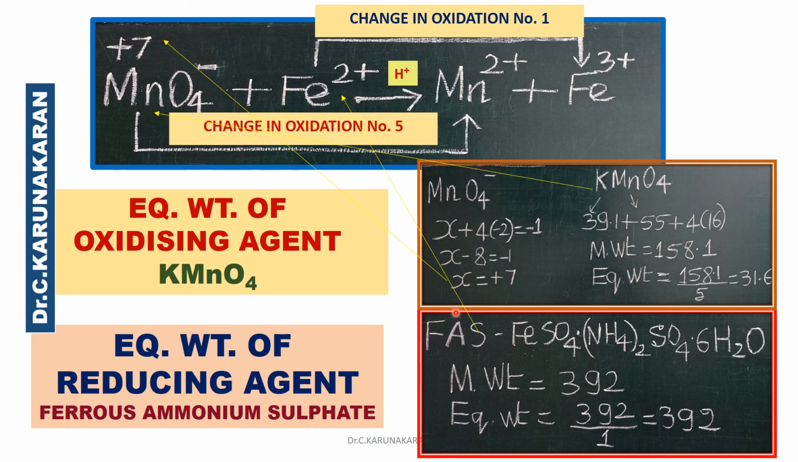Ferrous ammonium sulfate: the ferrous ion is involved in the reaction as the reducing agent. Ferrous ammonium sulfate is also called Mohr's salt, a double salt, FeSO4.(NH4)2SO4.6H2O. The molecular weight of ferrous ammonium sulfate is 392. Equivalent weight equals 392 divided by 1, since the change in oxidation number is 1. Therefore, 392.